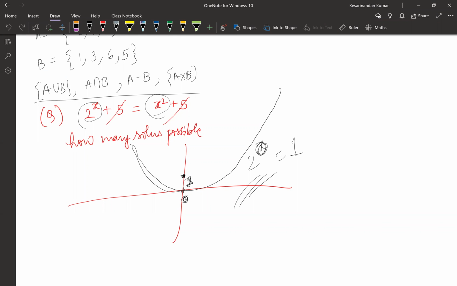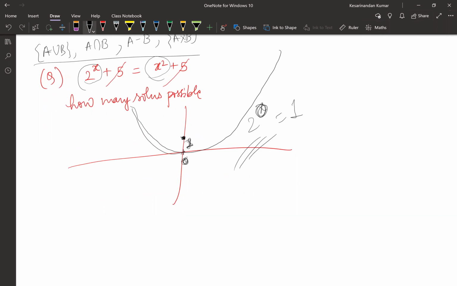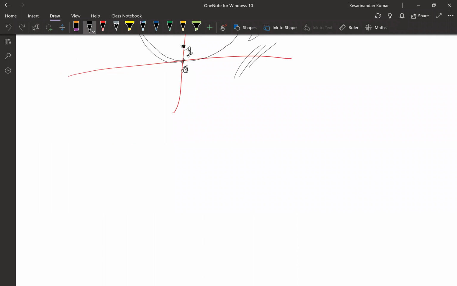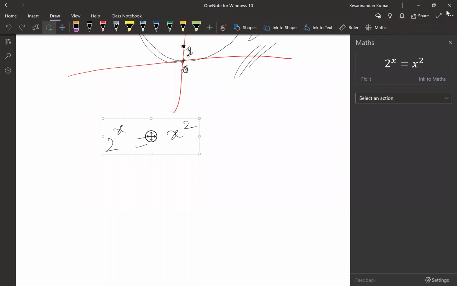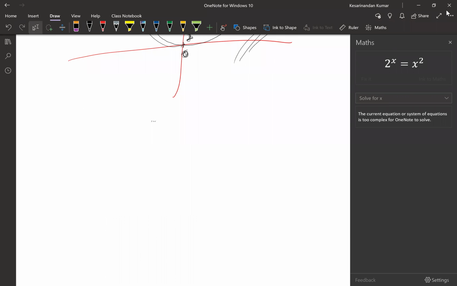Let me graph it. Do I have the option? One second, let me minimize the chat window. Hold on guys. Okay, I was trying to get the graph. One second, hold on.